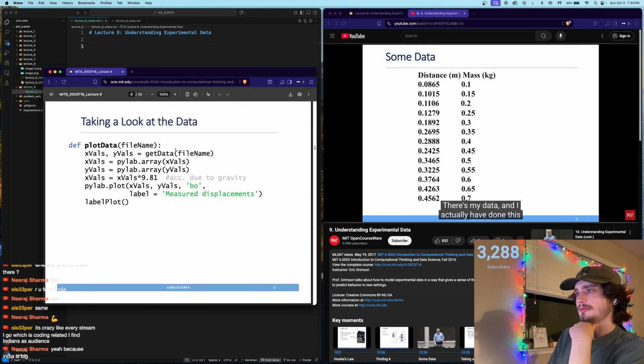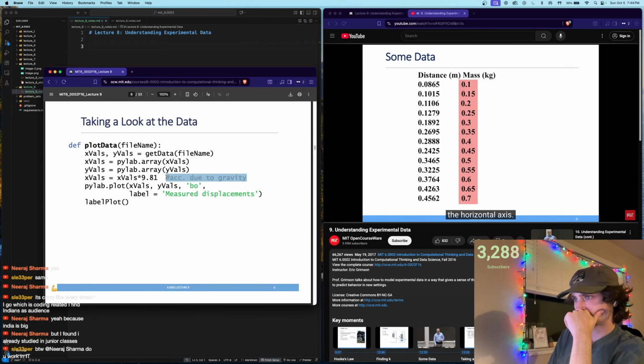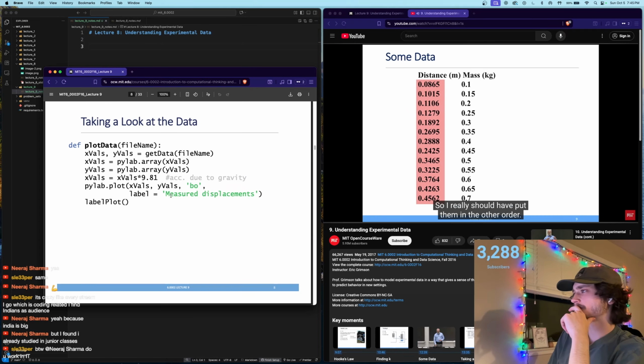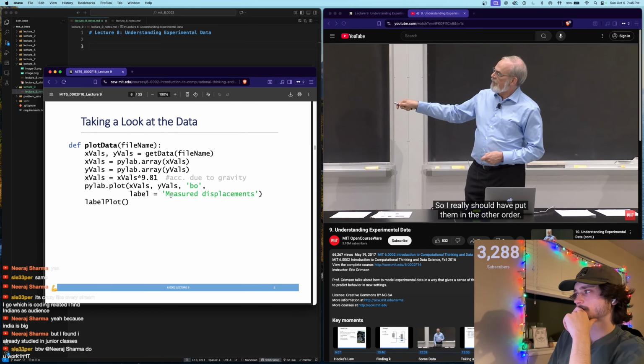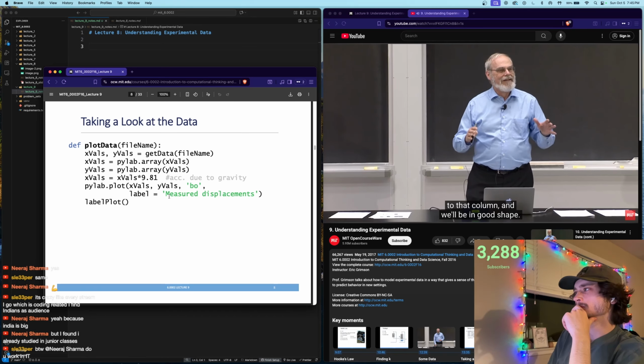And I actually have done this in some ways the wrong order. These are my independent measures, different masses. I'm going to plot those along the x-axis, the horizontal axis. These are the dependent things. These are the things I'm measuring. I'm going to plot those along the y-axis. So I really should have put them in the other order. So just cross your eyes and make this column go over to that column, and we'll be in good shape.